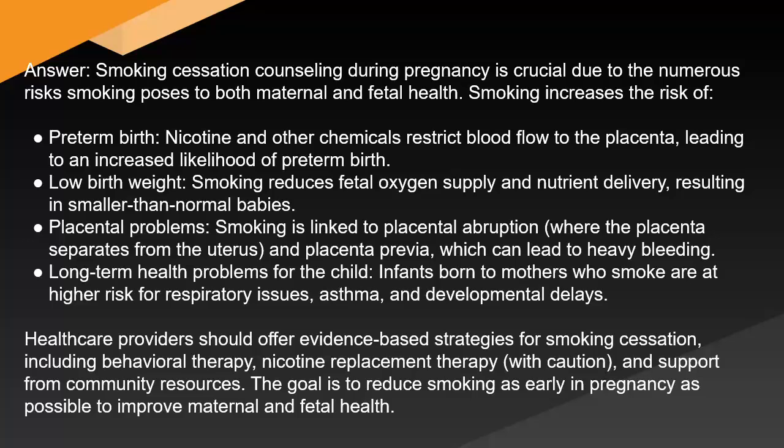Placental problems. Smoking is linked to placental abruption, where the placenta separates from the uterus, and placenta previa, which can lead to heavy bleeding. Long-term health problems for the child. Infants born to mothers who smoke are at higher risk for respiratory issues, asthma, and developmental delays. Healthcare providers should offer evidence-based strategies for smoking cessation, including behavioral therapy, nicotine replacement therapy with caution, and support from community resources. The goal is to reduce smoking as early in pregnancy as possible to improve maternal and fetal health.